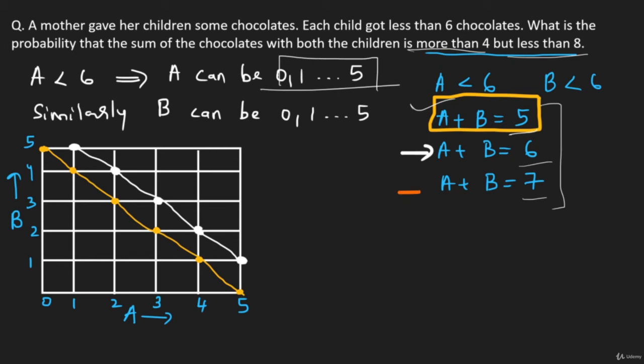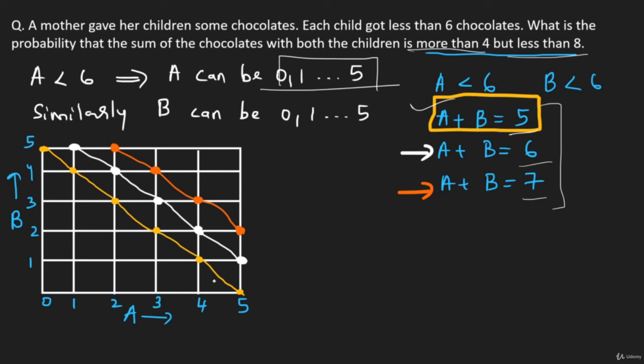What about A plus B equal to 7? These are the instances where A plus B is equal to 7. A has 5 and B has 2, or A has 4 and B has 3, A has 3 and B has 4, and B has 5 and A has 2. Alright, so what are the favorable instances?